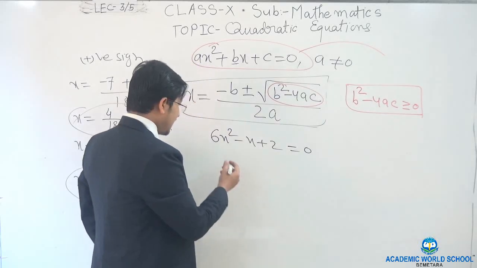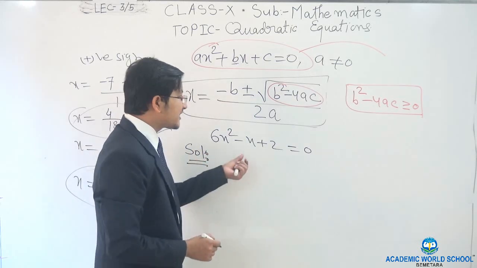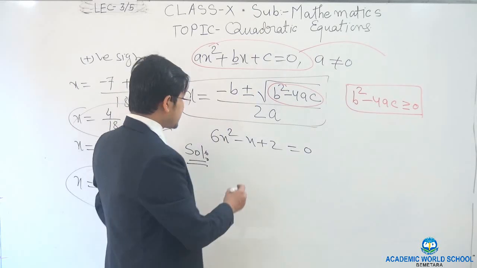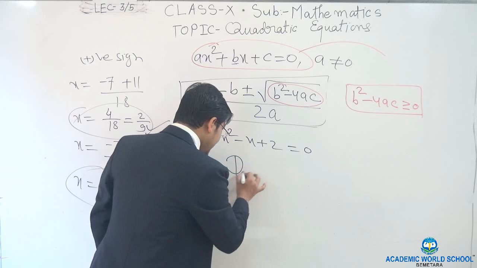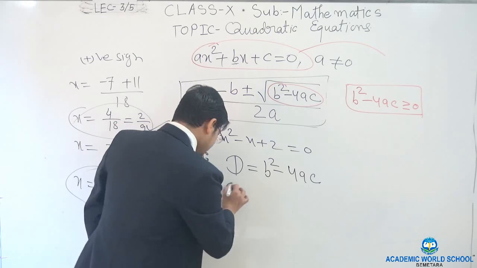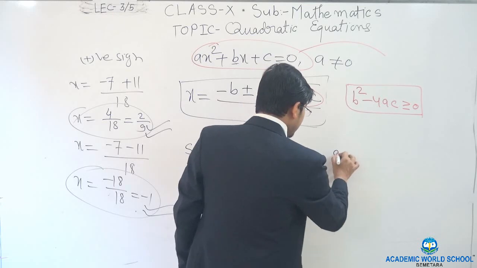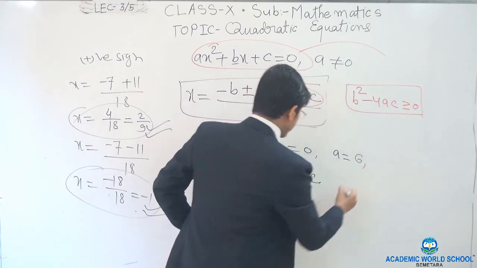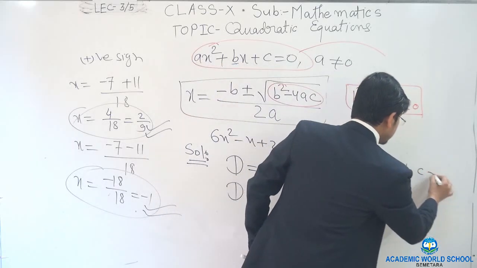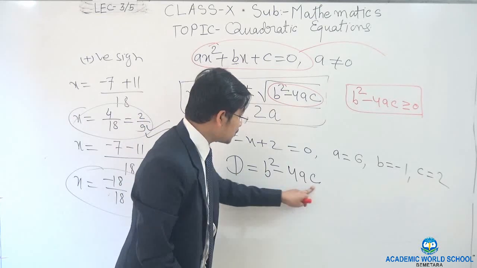So now I'm giving you a question: find the discriminant of this. So I am going to find the discriminant. And discriminant is given by capital D, and capital D is equal to b square minus 4ac. What is the value of D over here? Over here a is equal to 6, b is equal to minus 1, and c is equal to 2. So now substitute the values over here.